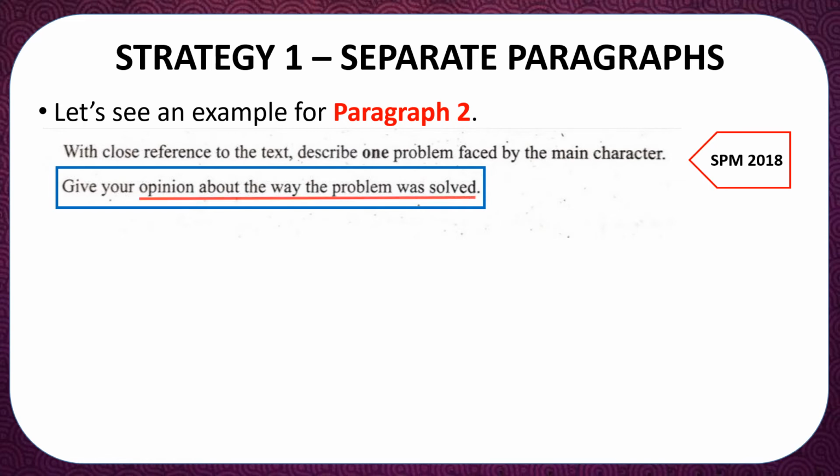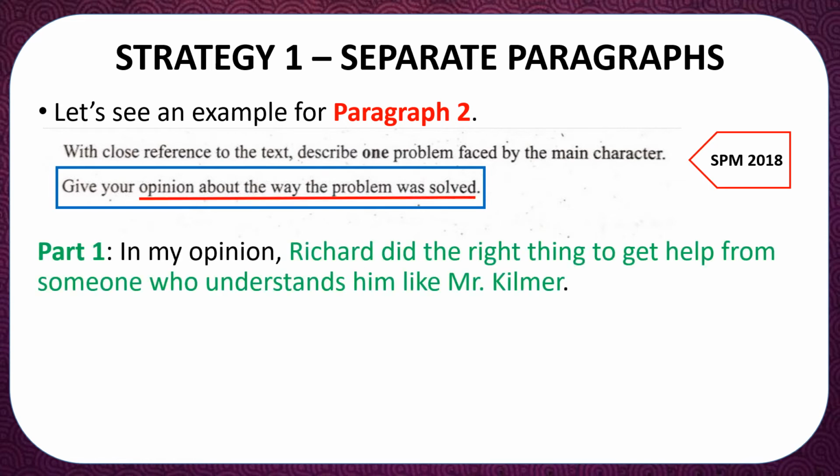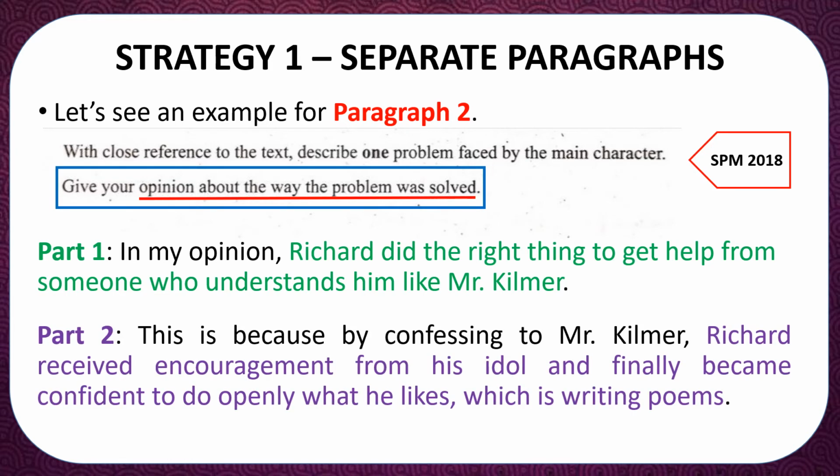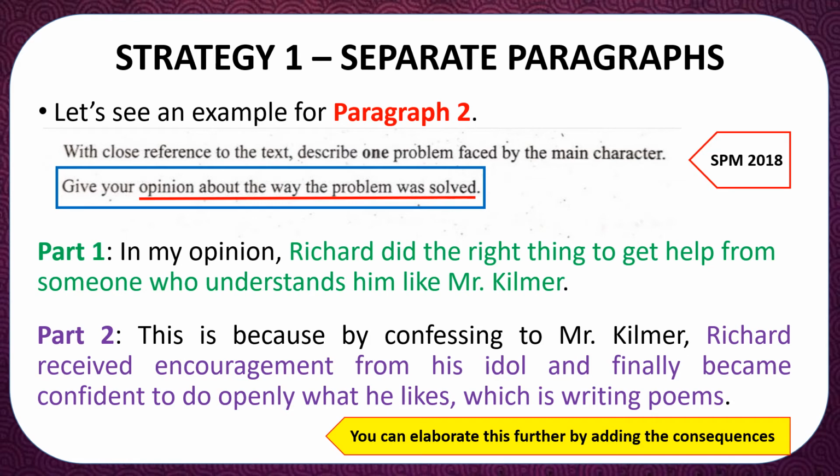So let's see. Okay. Part 1, in my opinion, Richard did the right thing to get help from someone who understands him like Mr. Kilmer. And then in part 2, you need to elaborate. This is because by confessing to Mr. Kilmer, Richard received encouragement from his idol and finally became confident to do openly what he likes, which is writing poems. So you elaborate. Is this enough? Well, you can elaborate this further by adding the consequences. That would sound better for your answer.